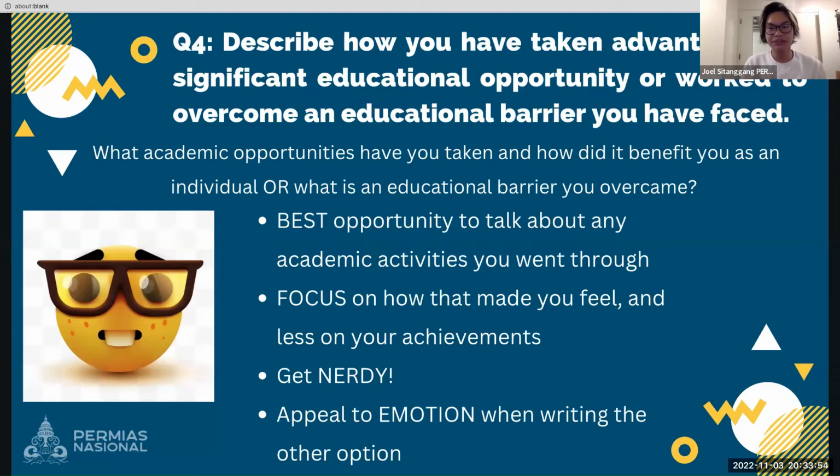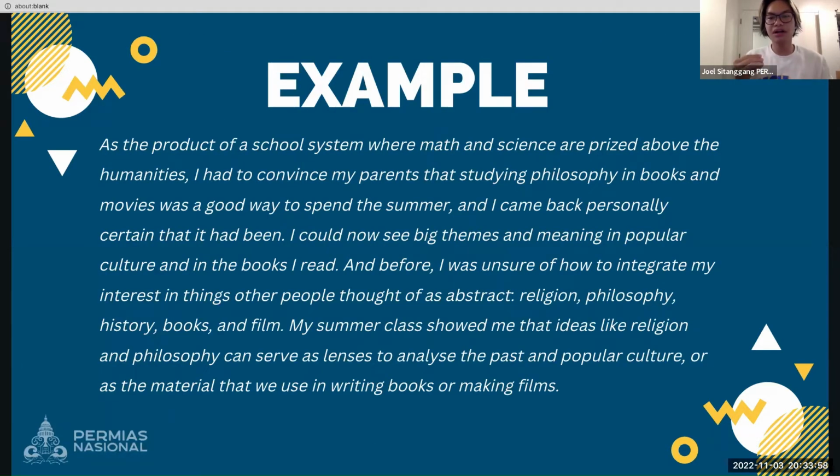An example of this would be, so this one was an excerpt talking about the later half of the question, which was overcoming an educational barrier. "As a product of a school system where math and science are prized above the humanities, I had to convince my parents that studying philosophy in books and movies was a good way to spend the summer, and I came back personally certain that it had been.